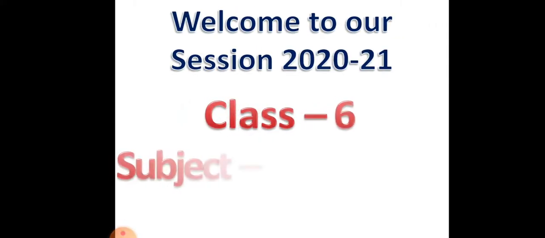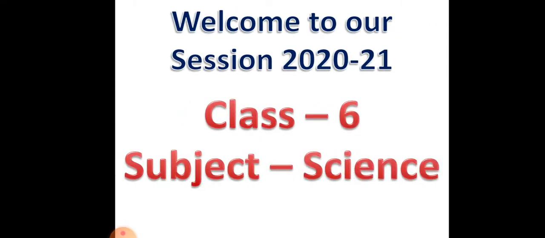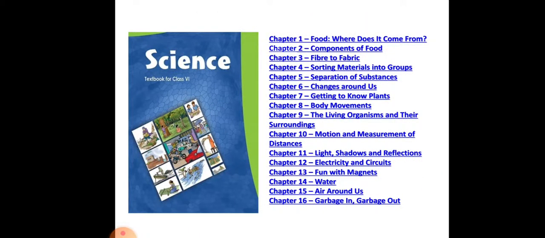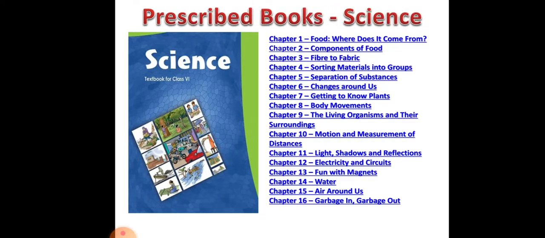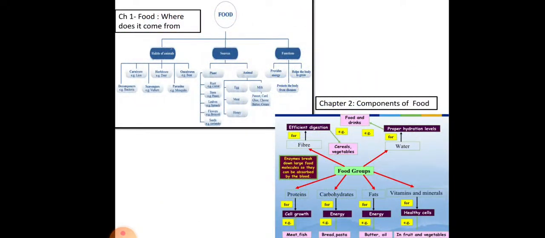I am going to give a brief introduction to all the chapters in class 6 science, and the reference book is NCERT class 6, and there are 16 chapters in all. The first chapter is Food: Where Does It Come From? In this chapter we learn about sources of food, which plant parts are consumed as food, animal products consumed as food, and classification of animals based on their food.